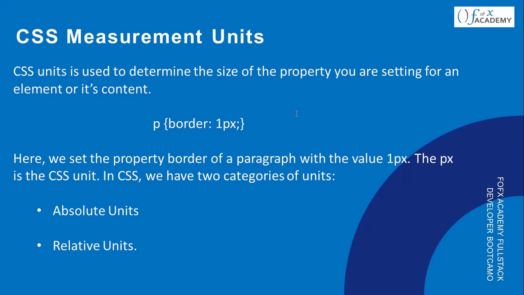CSS units is used to determine the size of the property you are setting for an element or its content. For example, as you can see on the screen, we have the border of a p element set to 1 pixel. Here we set the property border of a paragraph with the value 1 pixel. The pixel is the CSS unit. In CSS, we have two categories of units, and they are absolute units and relative units.